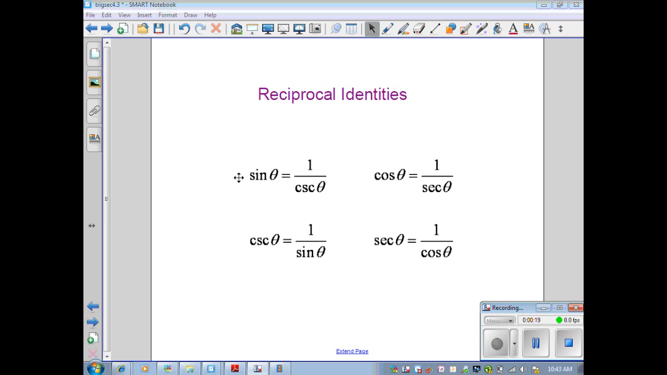Remember, they are reciprocals. So the sine of theta is 1 over cosecant theta. Cosecant theta, therefore, is 1 over sine theta. Cosine theta is 1 over secant theta, and secant theta is 1 over cosine theta. Now let's take a look and see how these two functions associate.